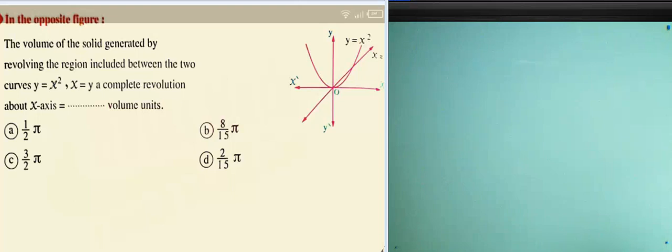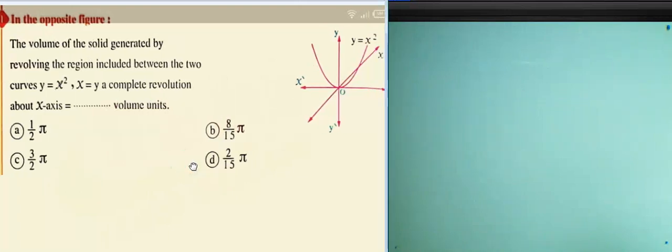Today we will complete a lot of questions from the book, model number 5, about calculus and integration. Look at question number 1 in the opposite figure. The volume of the solid generated by revolving the region included between the two curves y equals x power 2 and x equals y, a complete revolution about the x-axis, equals how many volume units? You want to find the volume.